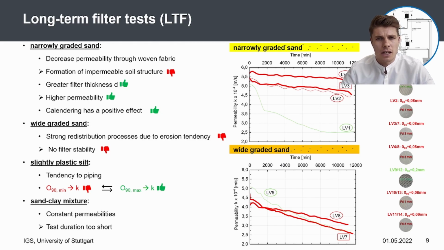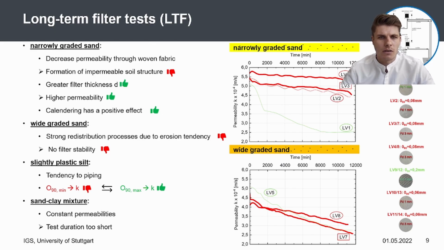Occasionally, we see equilibrium tendencies when using the geotextiles at the upper limit of O90. It can also be identified that greater filter thickness leads to higher permeabilities. Mechanical non-woven geotextiles with subsequent calendering also behave more positively compared to the purely needled non-woven geotextiles.